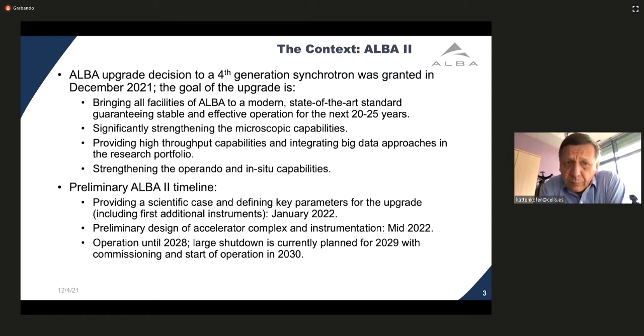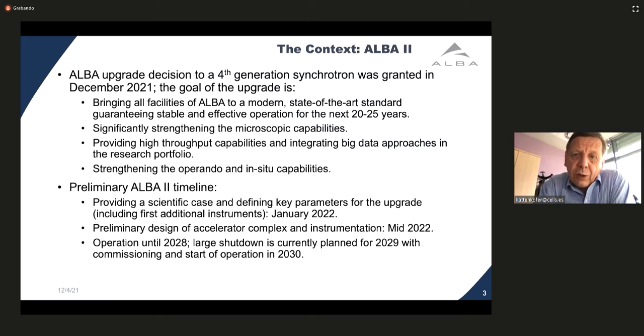We will significantly strengthen the microscopy sector, which is an obvious thing when you go to the 4th generation. But we also want to provide high throughput capabilities and integrate the big data approach from the beginning into this research portfolio. And this is obviously mainly in these 3 main areas. And then strengthening the operando and in situ capabilities.